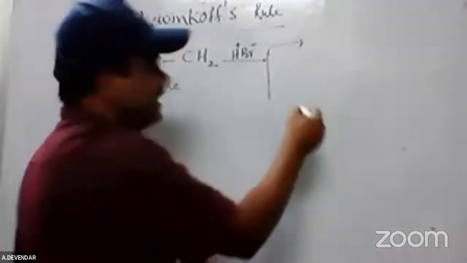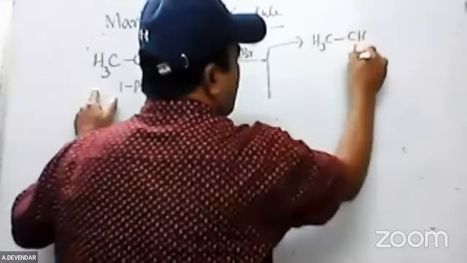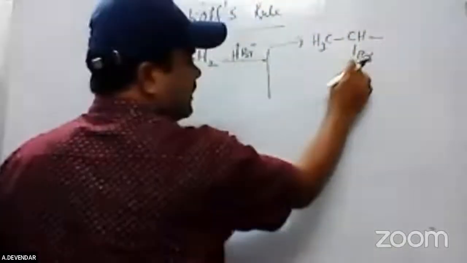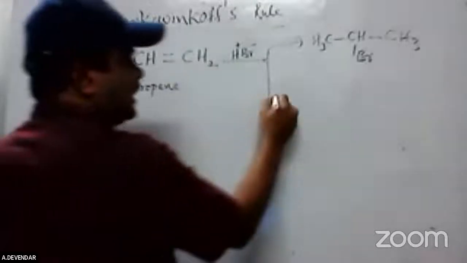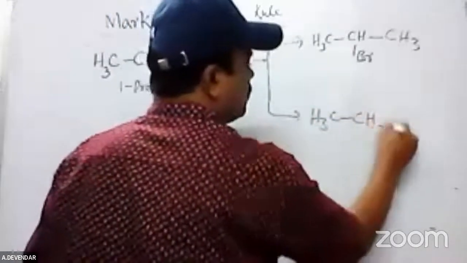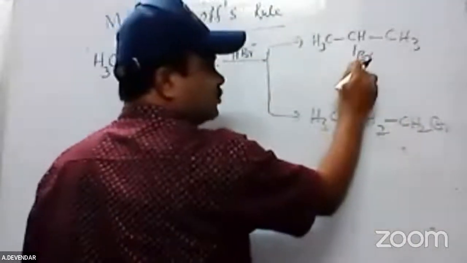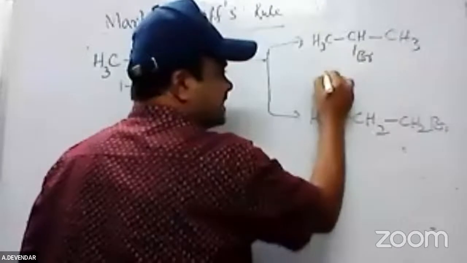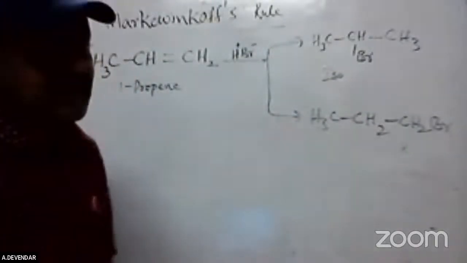So the first possibility: CH3, with the bromine, the negative part of the addendum, going here, and the hydrogen going to the other carbon. There is a chance of one more, with CH2, CH2 here. This is 2-bromopropane, which is called the iso, a chain isomer.